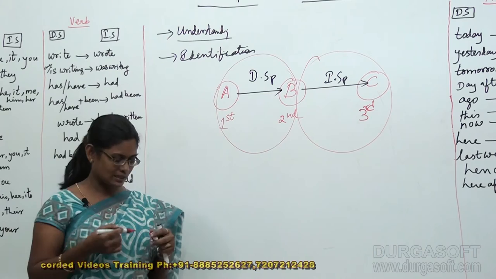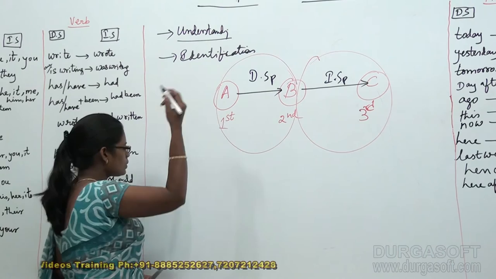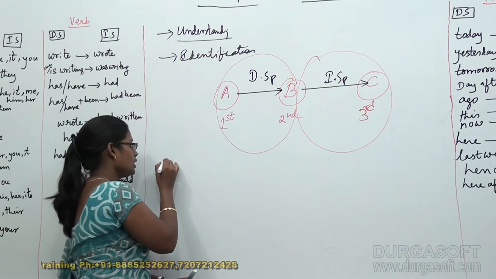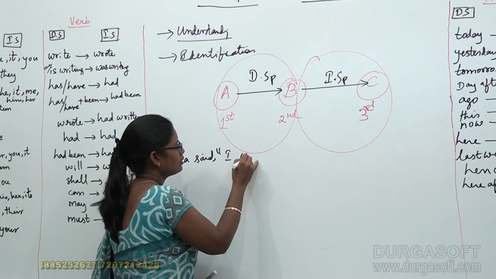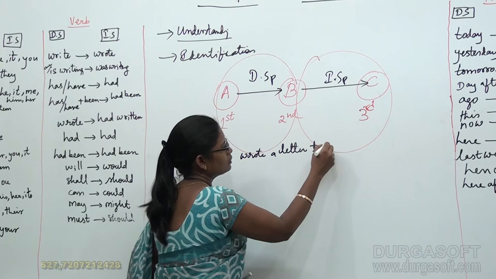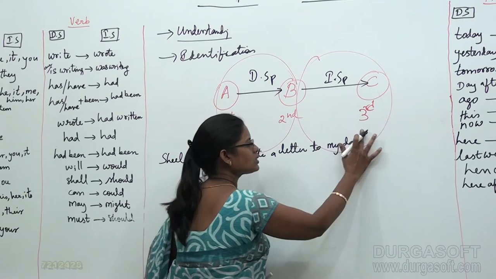Just focus on the tenses that we write here. Okay, what was our previous sentence that we gave for the direct speech? Yeah, Sheila said, "I wrote a letter to my dad." This is how you always have to put the full stop first, then close the inverted commas.